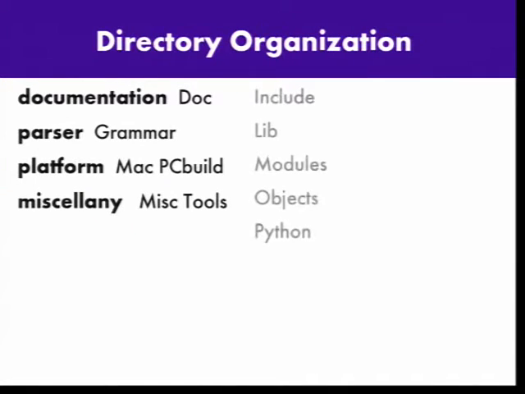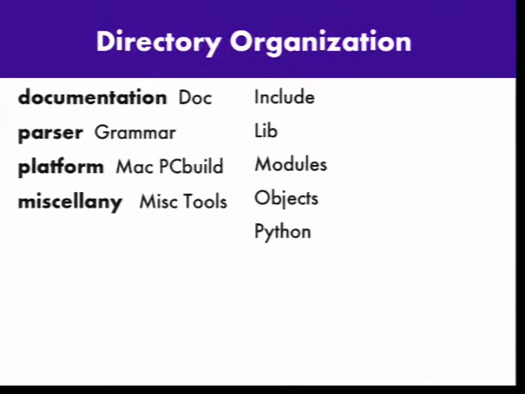The really interesting five directories, however, are these five: Include, Lib, Modules, Objects, and Python. Include is all of the externally visible include files. There are some include files that are in other directories, but those are private only. Anything that is visible to the outside world, anything that is part of the public API, must be in the Include directory. Lib is where most of the Python library is defined, specifically the subset of the library that's written in Python. Modules is where the remainder of the Python library is defined. That's the bits that are implemented in C.